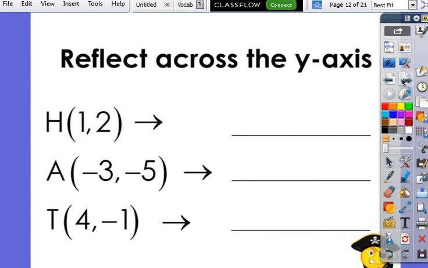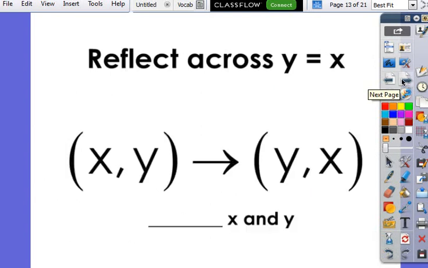Alright, now, reflecting across y equals x. If we look at the formula or the rule here, what happens? You swap the x and the y. Switch the x and the y, whatever you want to say. But we're going to swap the x and the y position-wise, and that'll give you what you need for reflecting across y equals x.